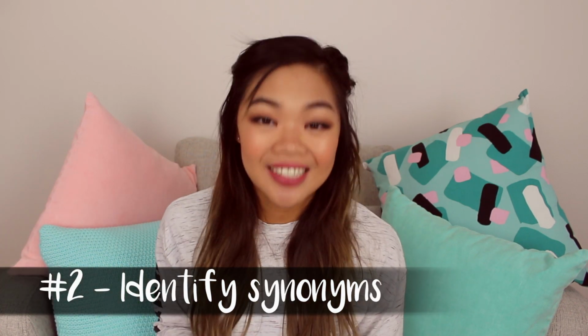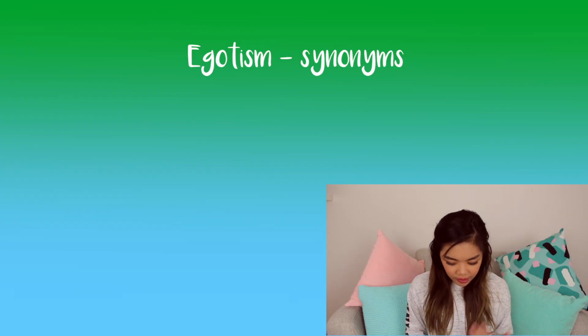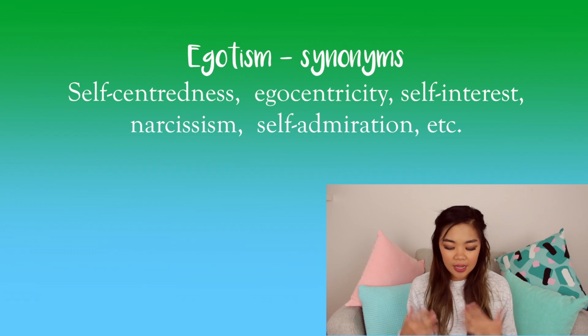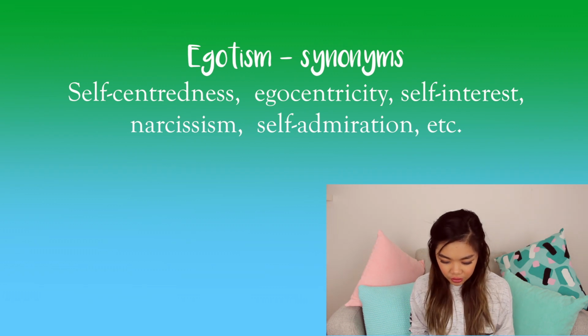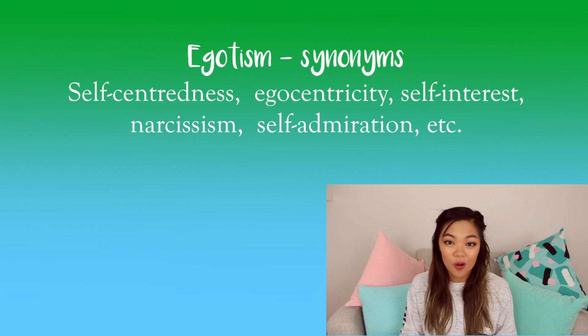Number 2, identify synonyms. Synonyms are basically words that mean essentially the same thing as the original word you're looking for. So for example, if we look at the word egotism here in a thesaurus, you'll see words like self-centeredness, egocentricity, self-interest, narcissism, self-admiration, and heaps more.